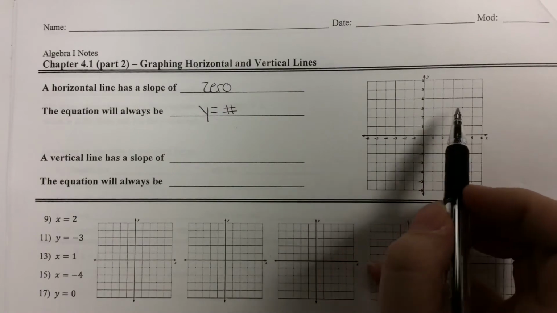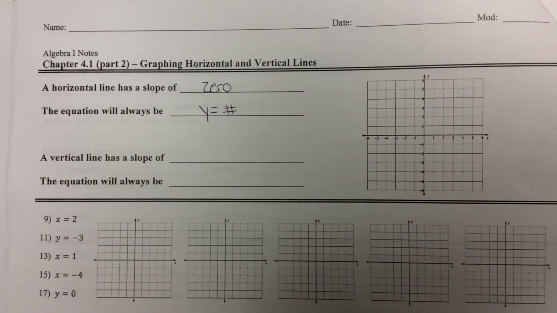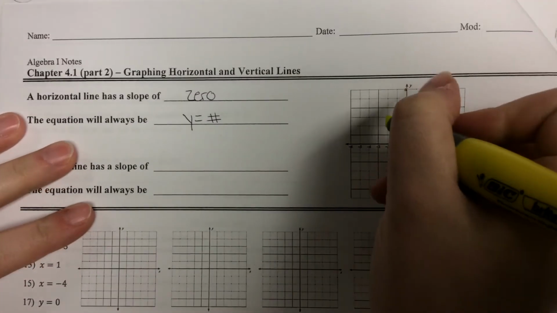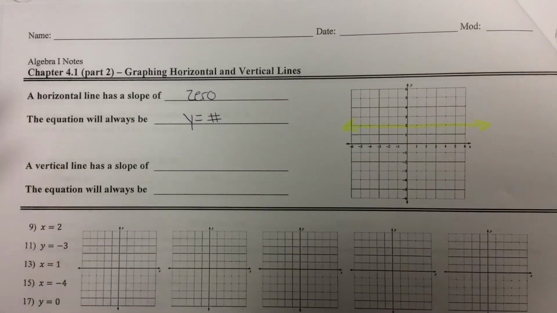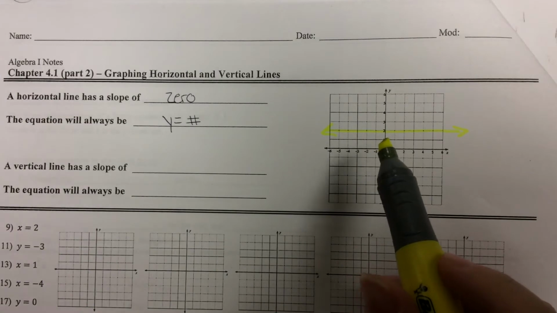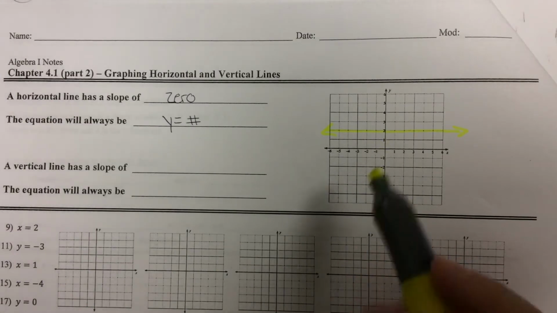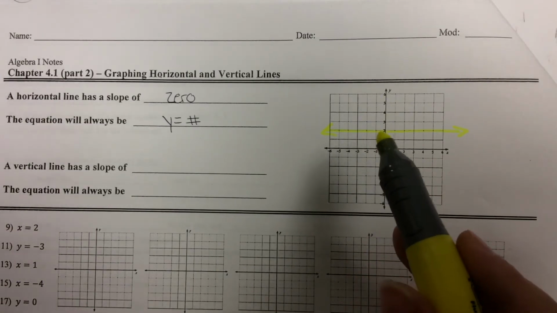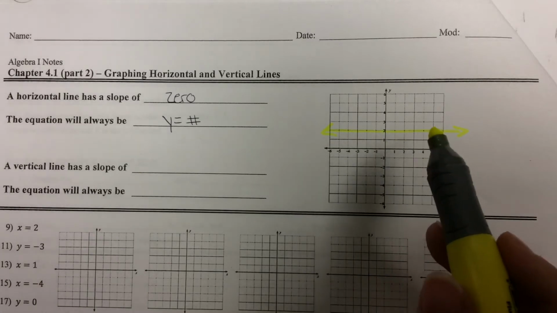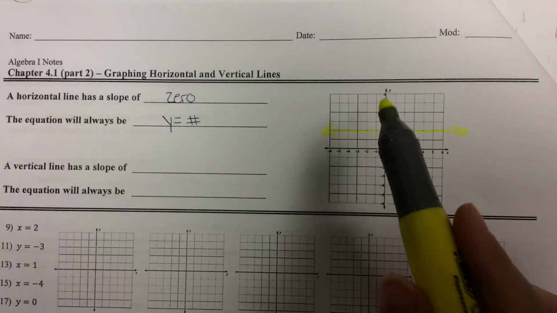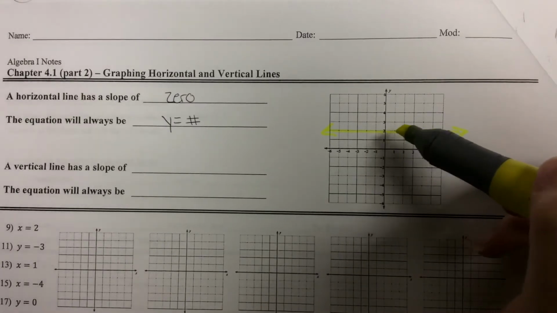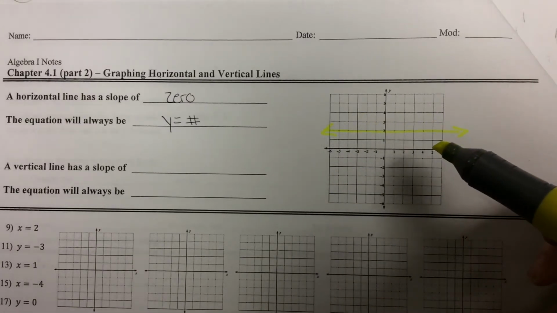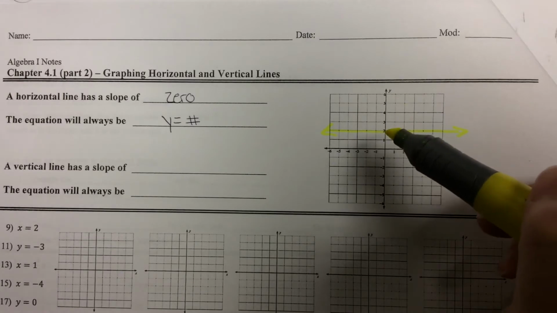If you have a horizontal line, so for example, I'll do this one in yellow. If you have a horizontal line going like this, it crosses through which axis? Crosses through the y-axis. And in specific, this line that I drew crosses through the y-axis at 2. Do you see that? So 1, 2. So the equation for this horizontal line would be y equals 2.